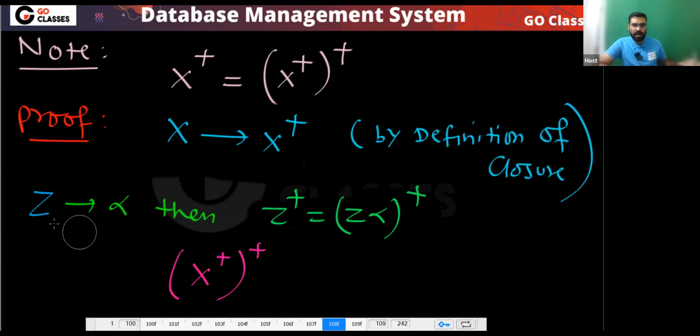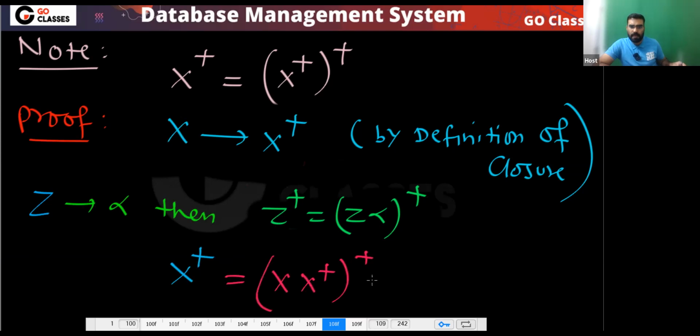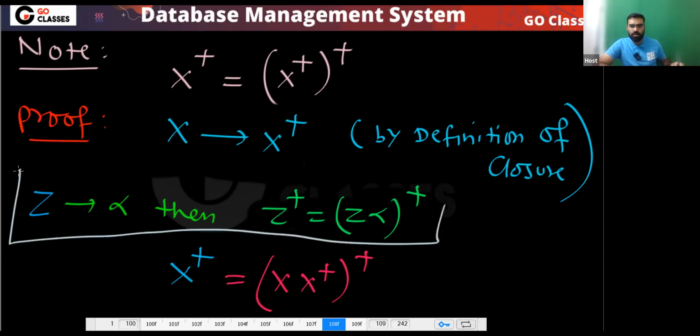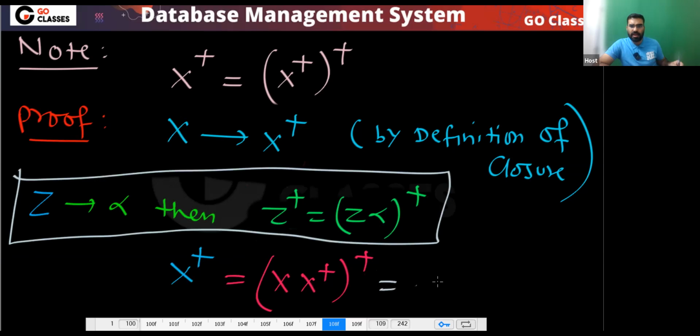And you know this result. If you know this result, then you can notice x can determine x plus. So this x plus will be x plus whole closure, right? Yes or no? Because we know this. There is no need to write x again, because x is already included in x plus. So this is your proof. Is this clear? Does anyone have any doubt in this?